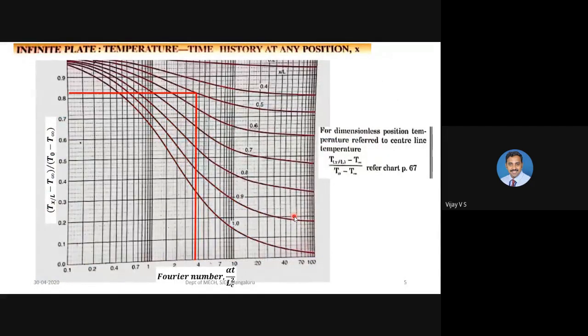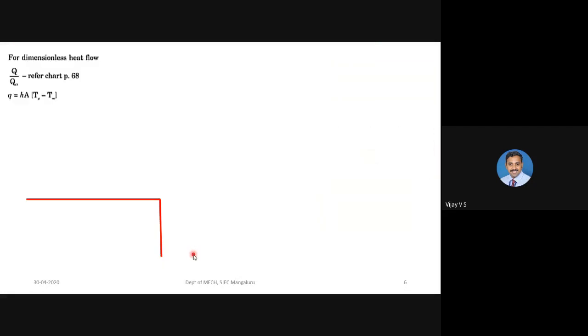Now I should go for the second graph. This is on page number 67. This is called temperature time history at any position x. Now the second graph, on the x-axis again we have Fourier number, correct? And these curves represent x by L value. Now what is our x by L value? 15 mm by 30 mm, so it is 0.5. Fourier number is again 3.4. Correct? So here this is 1, this is 2, this is 3. So somewhere here you will get approximately.